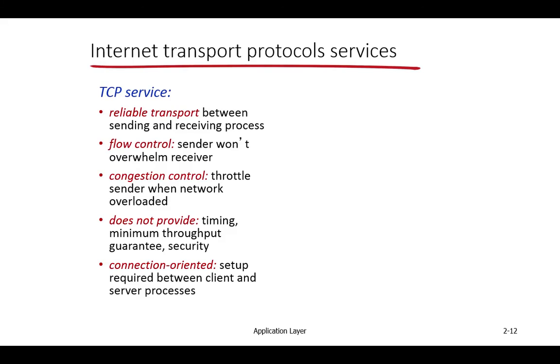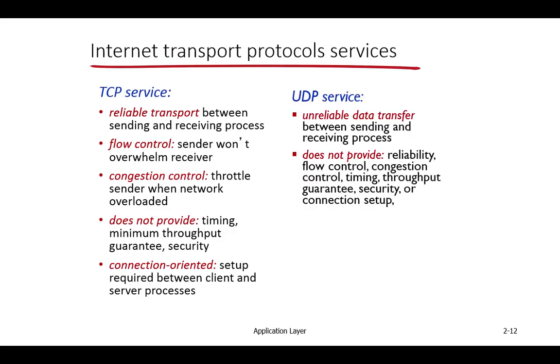As we know, for internet transport protocols, we have discussed two types of protocol. One is called TCP and one is called UDP. The TCP has the features of reliability, flow control, congestion control, and connection orientation. The UDP doesn't have anything: no reliability, no flow control, no congestion control, and no connection orientation.